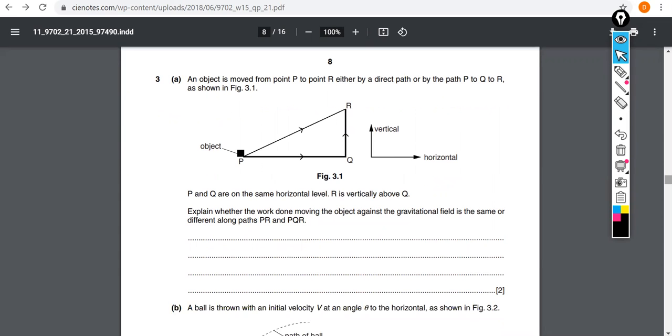The question reads, an object is moved from point P to point R, either by a direct path or by the path P to Q to R, as shown in the figure. P and Q are on the same horizontal level. R is vertically above Q. Explain whether the work done moving the object against the gravitational field is the same or different along paths PR and PQR.